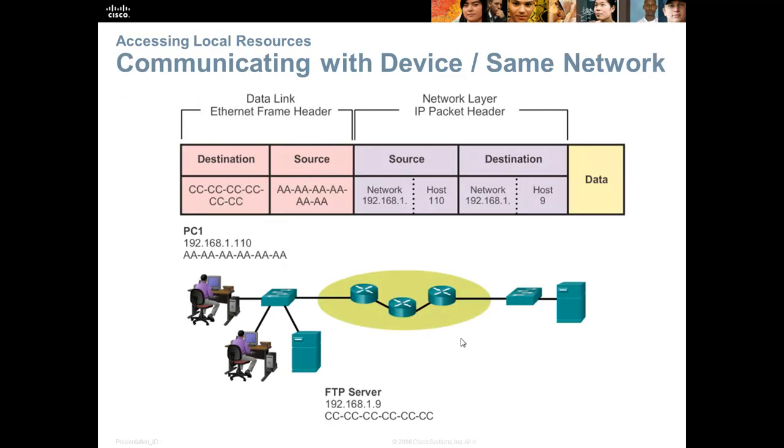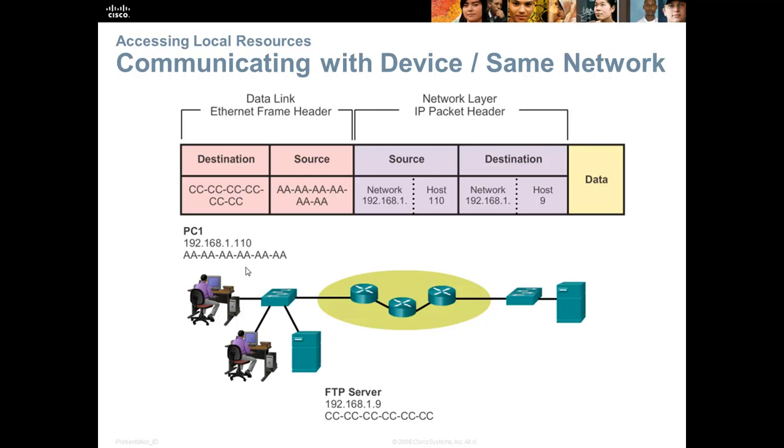Let's take a look at this example here. We have PC1 who wants to send down to the FTP server. We have the IP addresses: PC1 is 192.168.1.110. The IP address of the FTP server is 192.168.1.9. And then we have our MAC addresses, which here are represented by all A's and down here all C's. Now you would never see a MAC address that looks like this, but they are 12 hexadecimal digits in length.